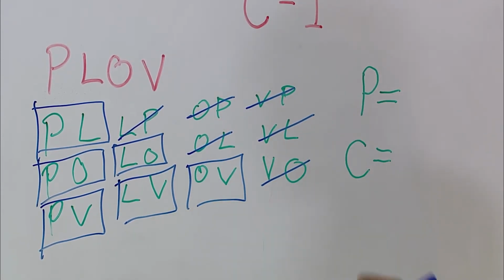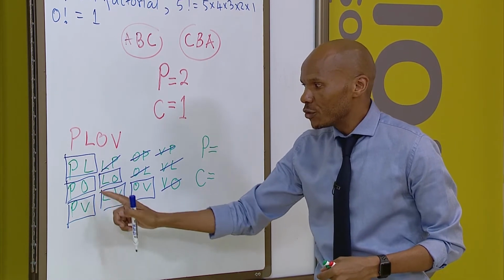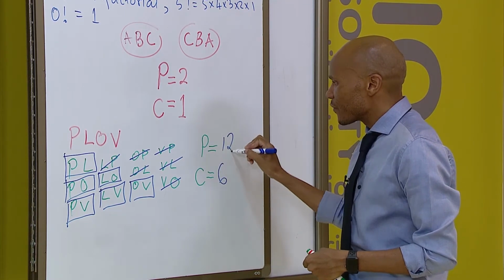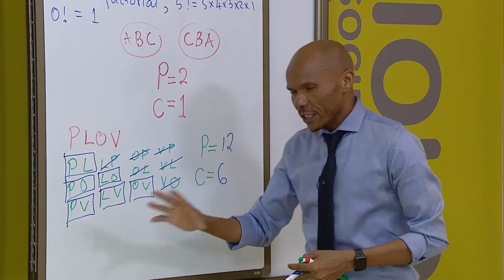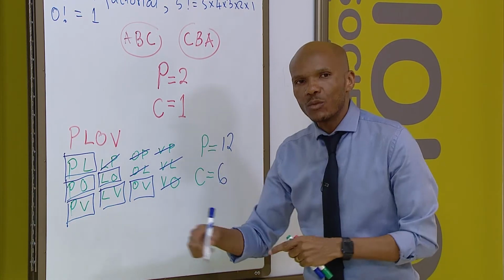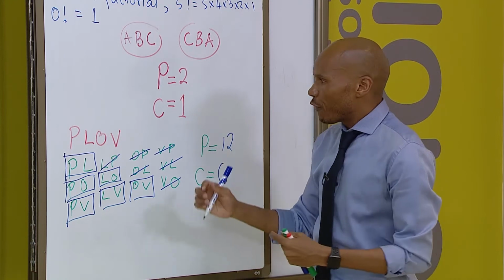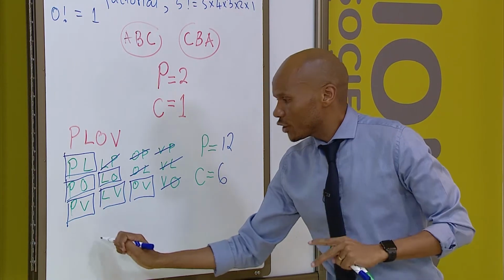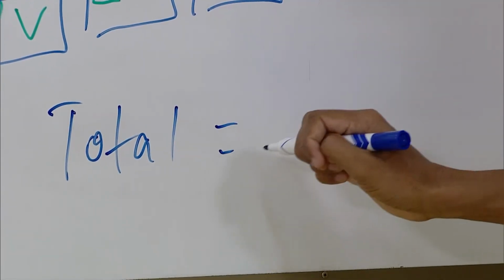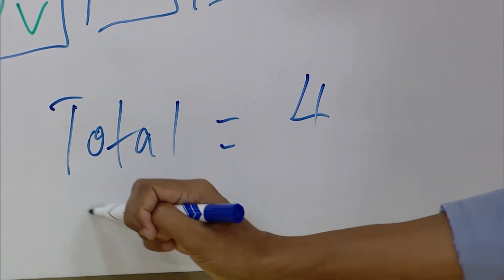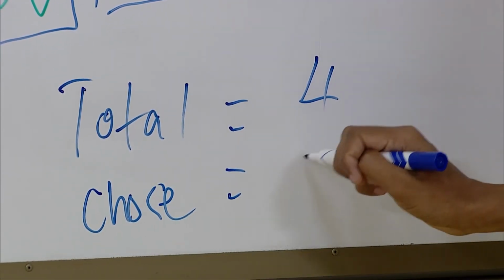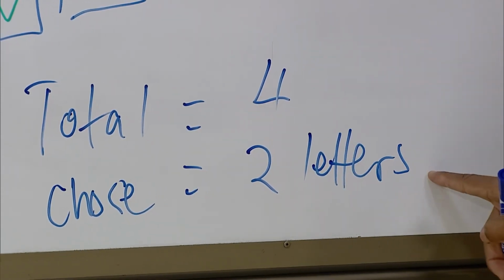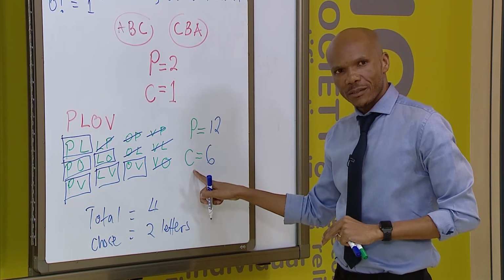So how many combinations do I have all in all? 1, 2, 3, 4, 5, 6. I've got 6 combinations. And here I had 12. Remember, in combinations, I didn't count the repeating ones. Of all these 2 letters that I chose here, I had a total of 4, and I chose 2. Of all the 2 letters, I didn't count the repeating ones in combination. Okay?